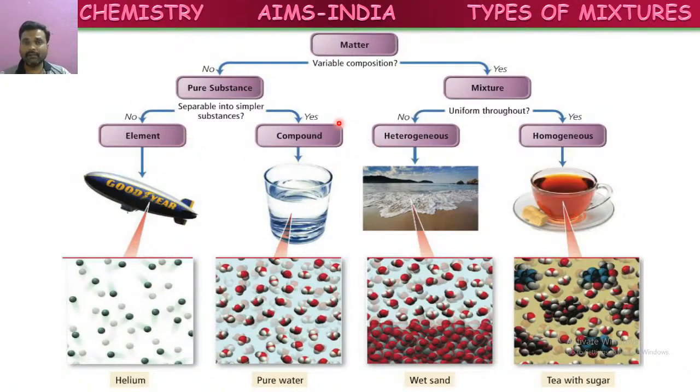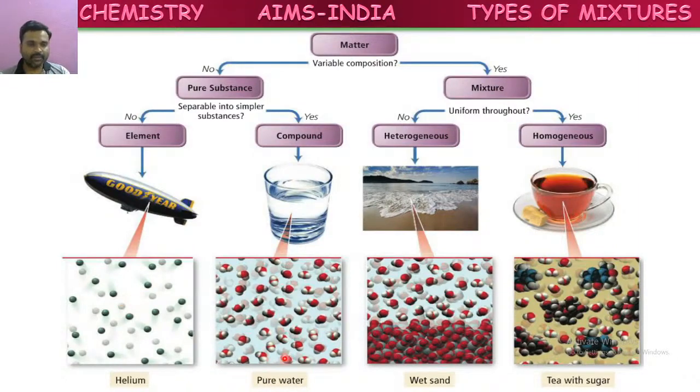If it is made up of two or more types of atoms, then it is said to be a compound. For example, for elements, helium is given. A helium element is made up of only helium atoms. If we say oxygen, oxygen is made up of only oxygen atoms. Hence, these all come under pure substances.